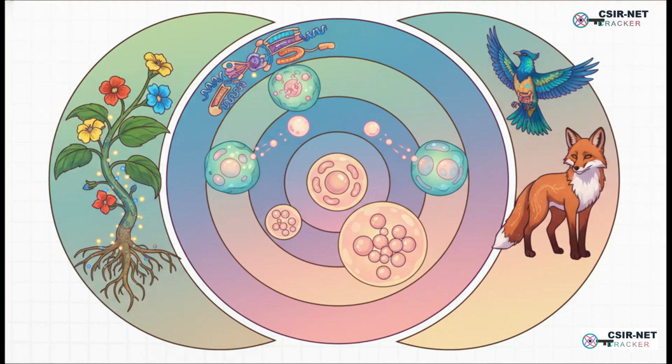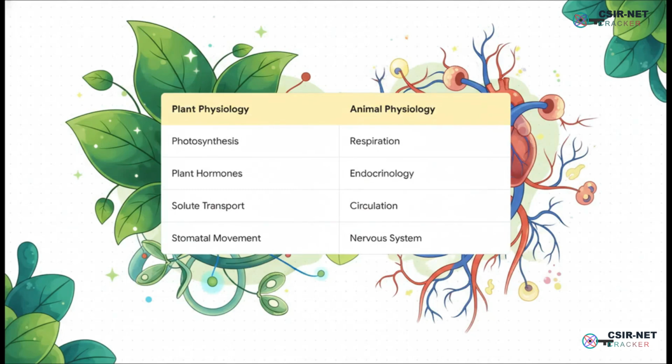Now, this is the biggest section on our map by far, covering 5 whole units from the syllabus. We start with the core processes happening inside a single cell, then we zoom out to how cells talk to each other, how a whole organism develops from just one cell, and finally, how entire systems work in both plants and animals.